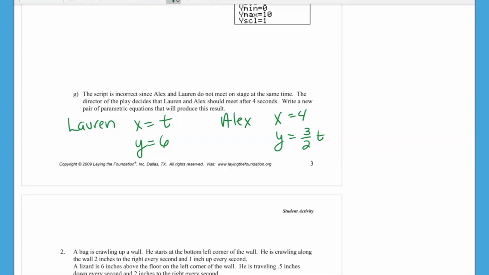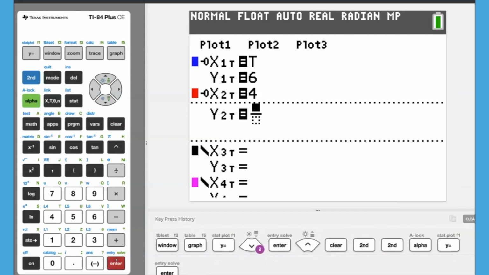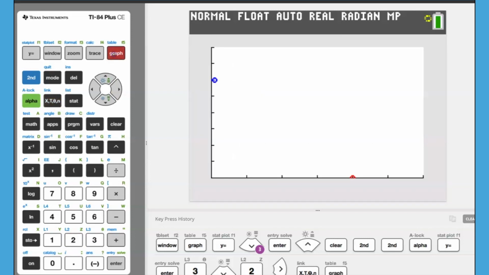Let's go back to our calculator and put in that new equation for the y2. To do that, I'm going to use my alpha and y equals button to get a fraction, and then I want 3/2 t. Okay, and then I'm going to graph and watch it. Let's see what happens. Alex is a little slower, and look at that. They did cross.